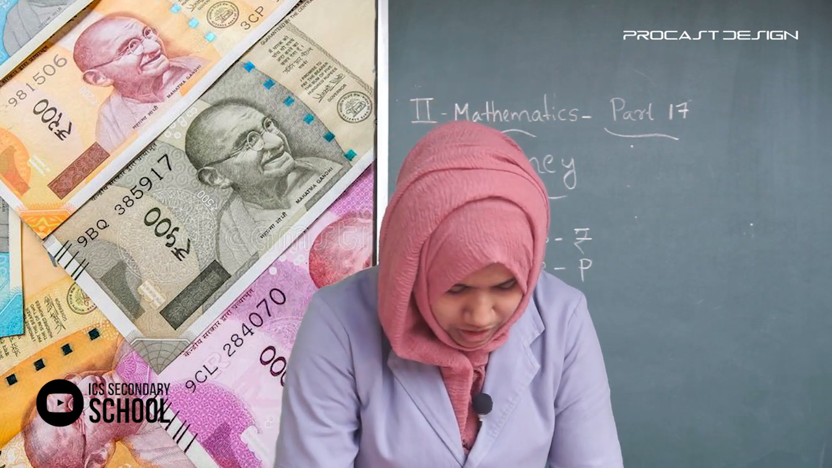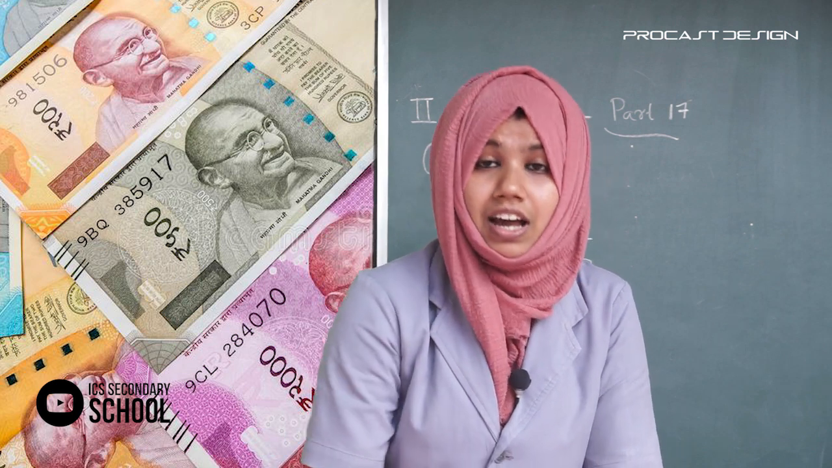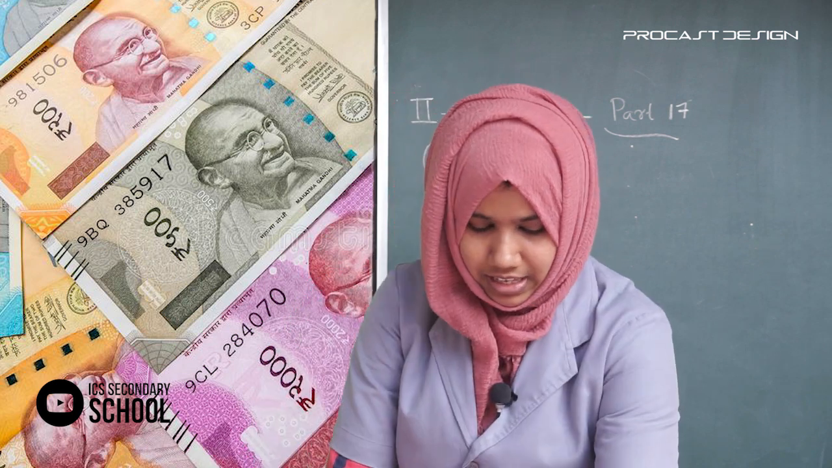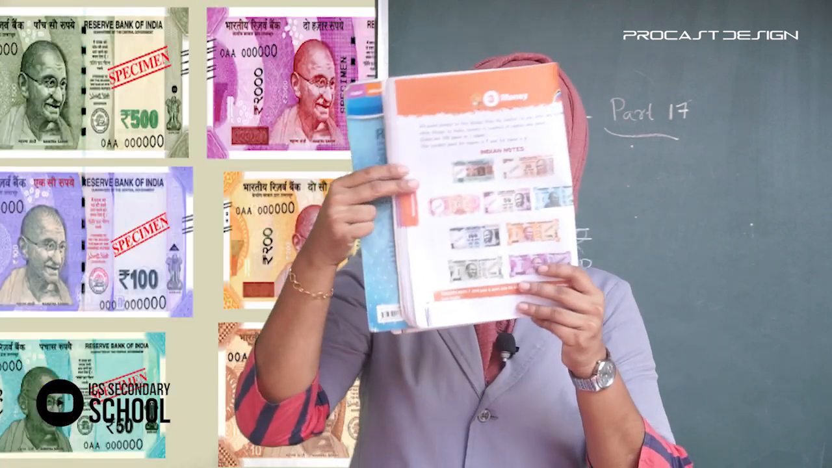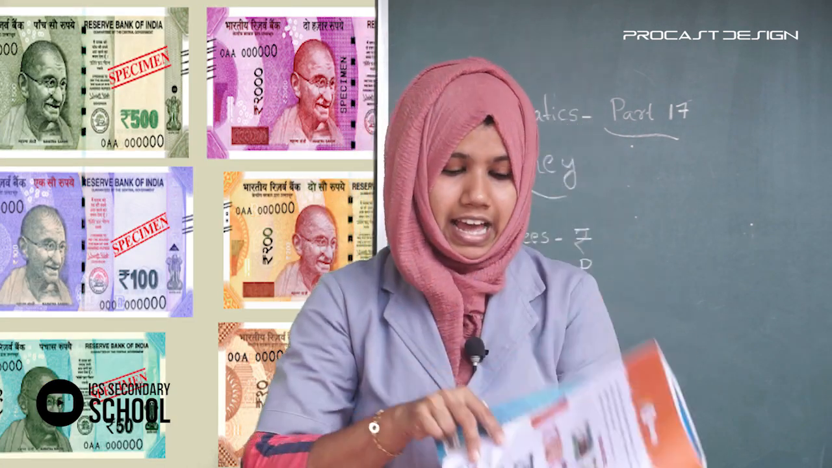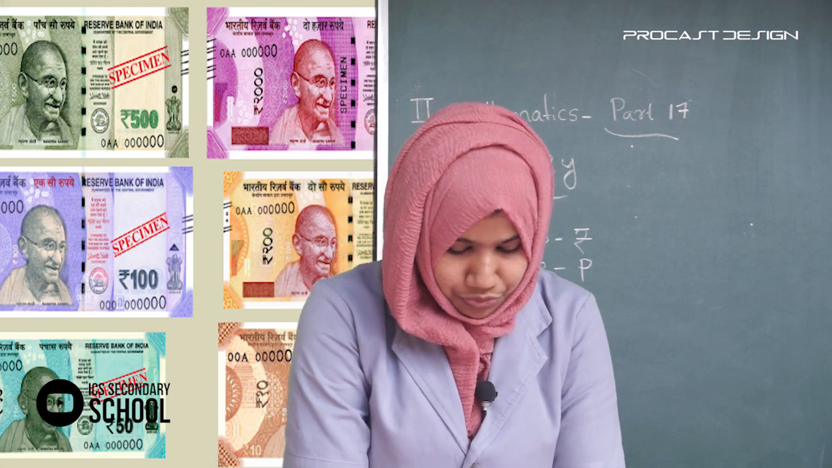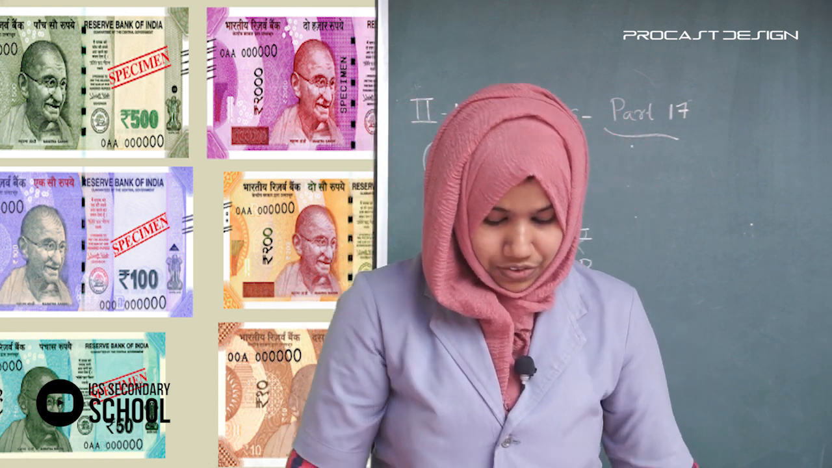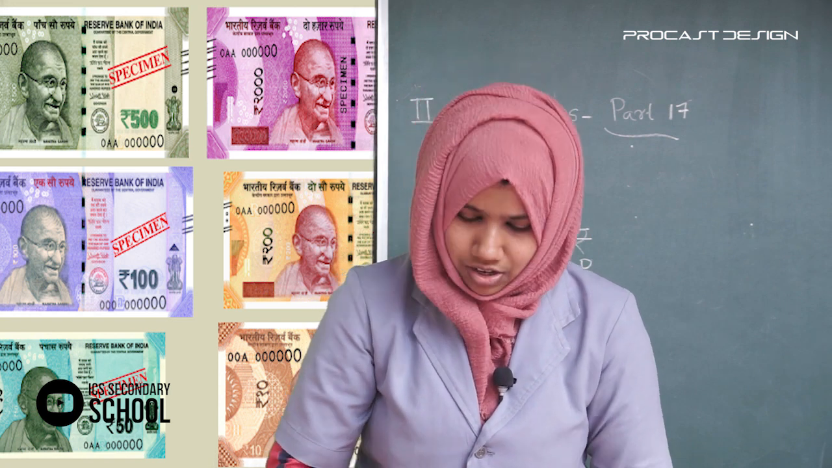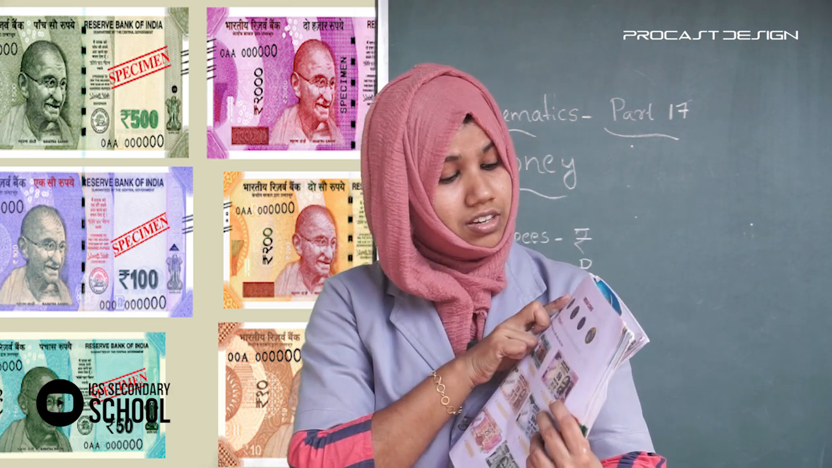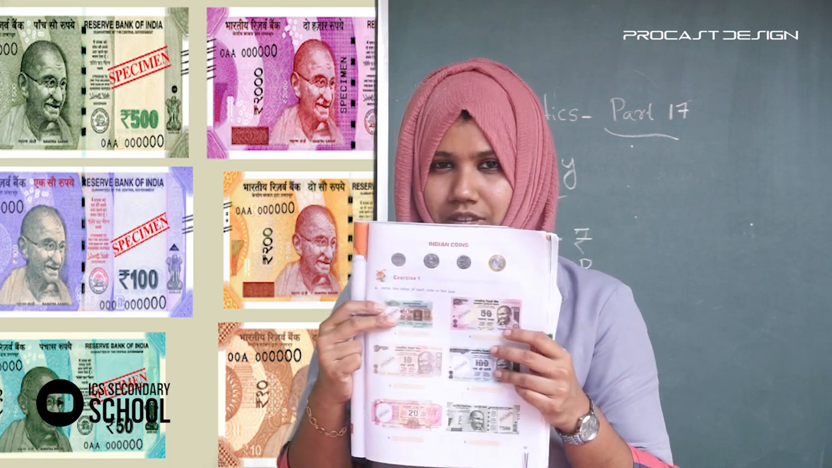Is it clear? On page number 56 you can see different kinds of Indian notes, such as 5 rupees, 10 rupees, 20 rupees, 50, 100 rupees, 200, 500, and 2000 rupees. And on page 57 you can see some coins also: 1 rupee coin, 2 rupees, 5 and 10 rupees. I think everybody has seen all these notes and coins.